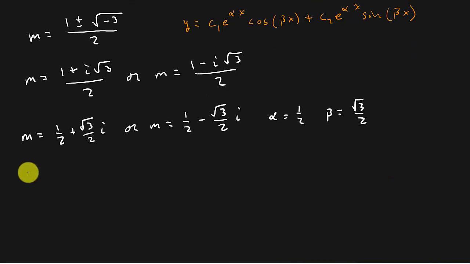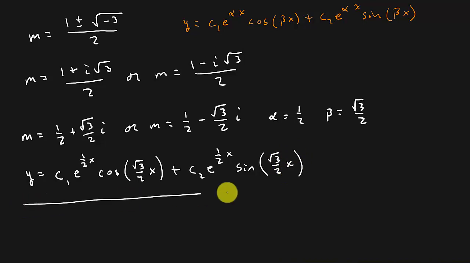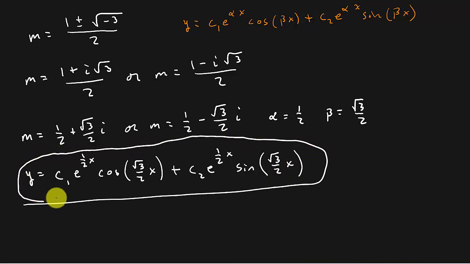All right, so we've got y equals c1 e to the 1/2 x, that's e to the alpha x, cosine of square root of 3 over 2 x, see, I just plugged that in for beta, plus c2 e to the alpha times x, so 1/2 times x, times sine of beta, square root of 3 over 2 times x. And there's your solution. Okay? So if you think about it, the hardest part in these problems is just solving the auxiliary equation. And that's just algebra.